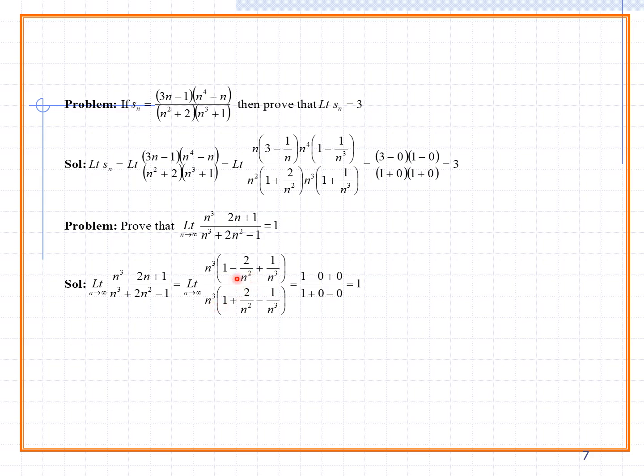After that, n is replaced by infinity. 2 by infinity is 0, and 1 by infinity is 0. So we get 1 minus 0 plus 0 by 1 plus 0 minus 0, which equals 1. So in these problems, once n is replaced by infinity, remember that n should be taken common, and each and every n term must be in the denominator. Without the denominator, you can't find that 1 by infinity is 0. So compulsorily, the n term must be in the denominator.